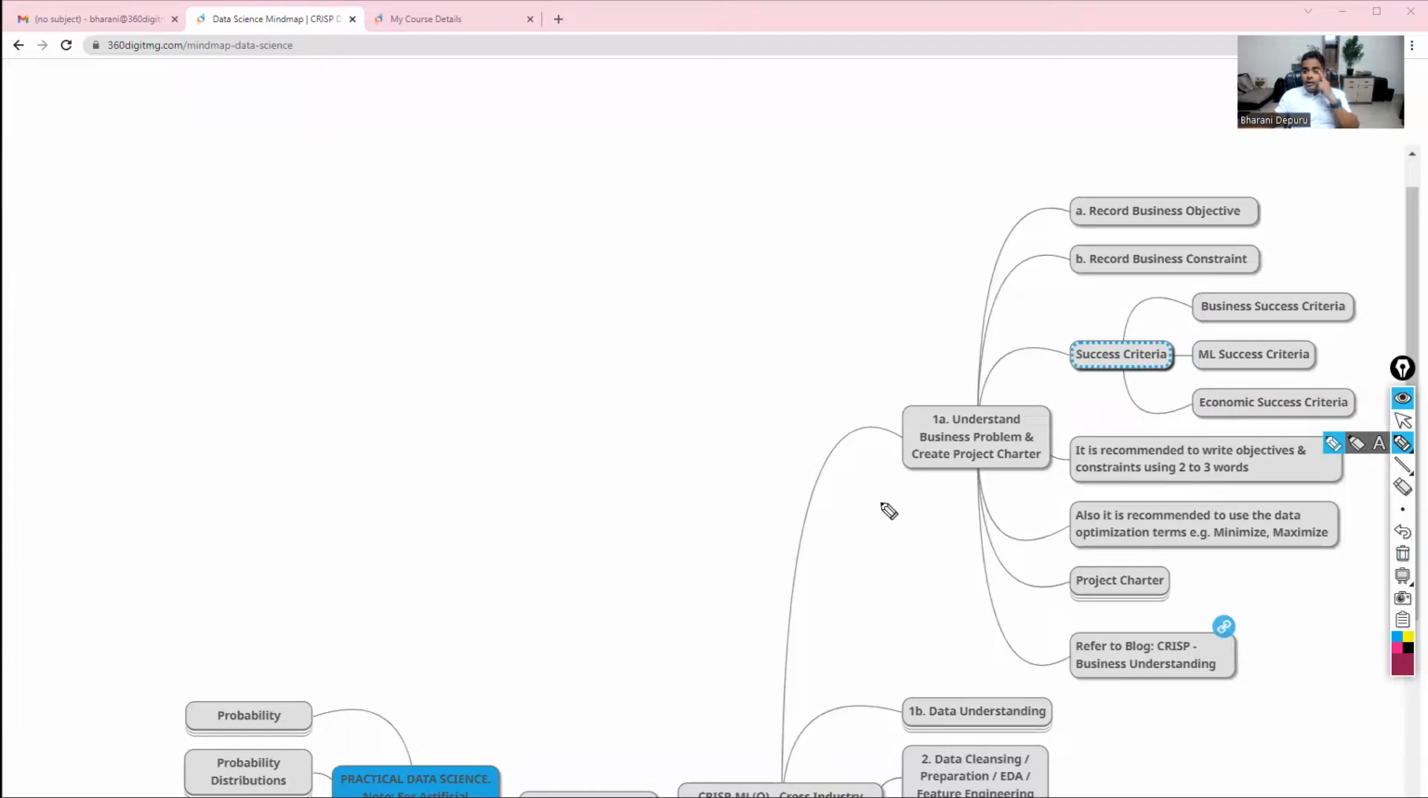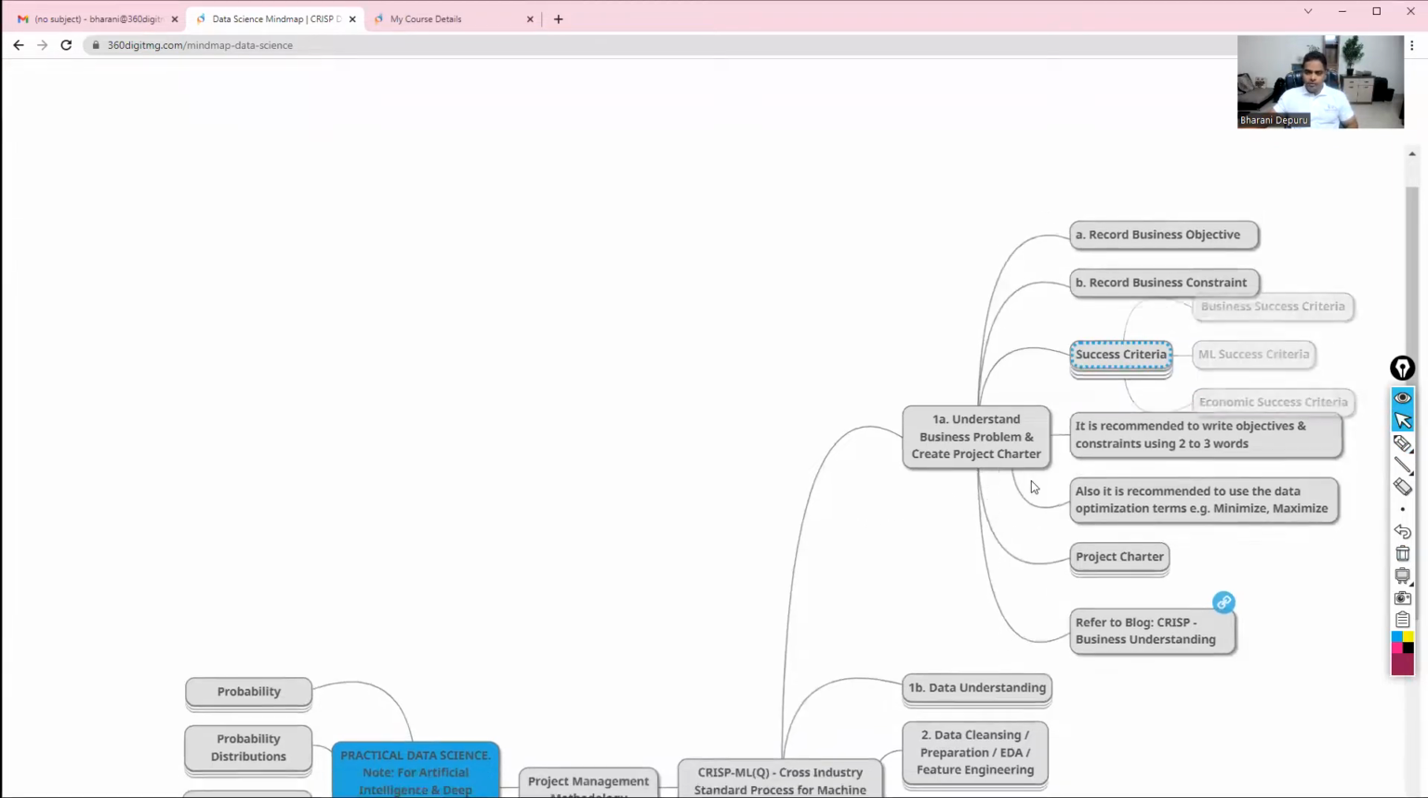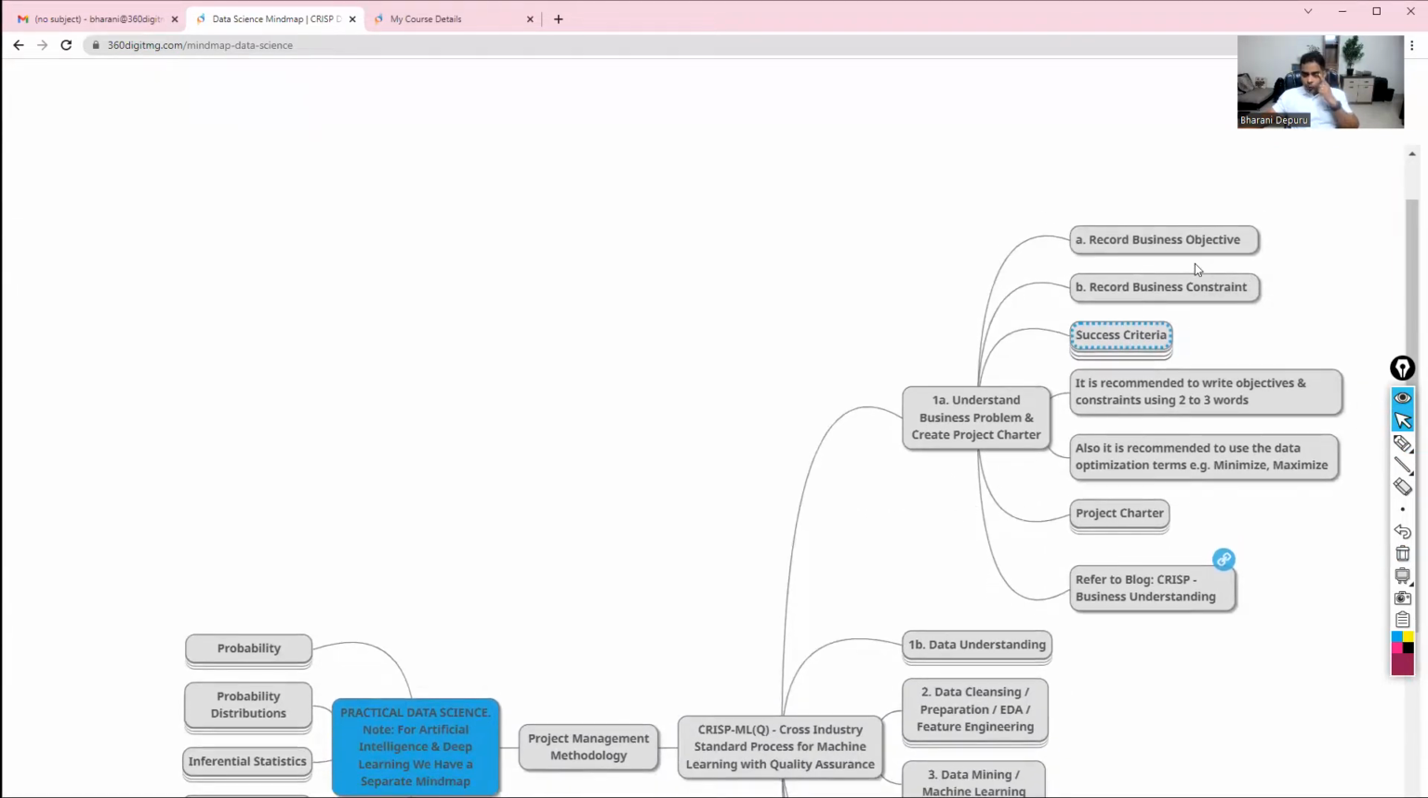Okay. Another very important thing that you all have to remember is that whenever you record your objectives or constraints, please try to use terms such as minimize or maximize. These terms are called data optimization terms.